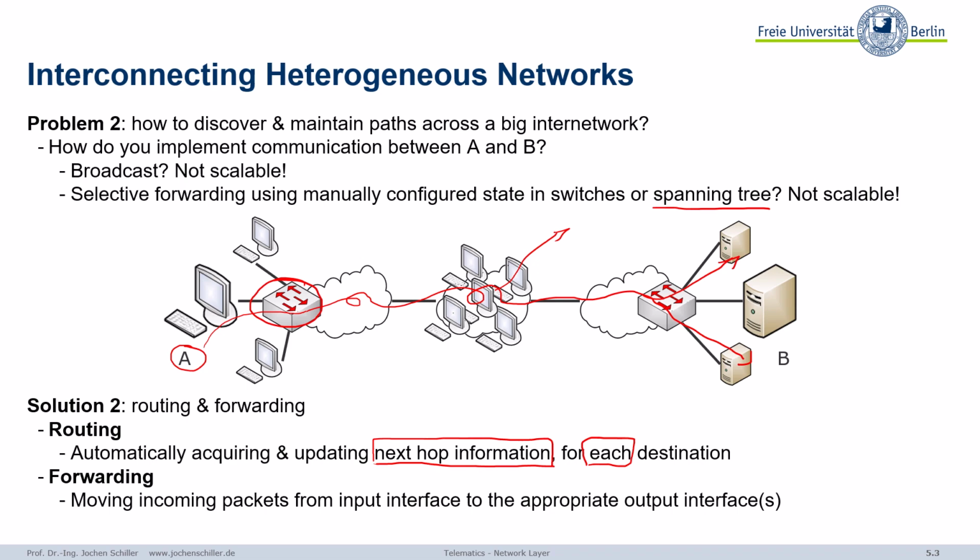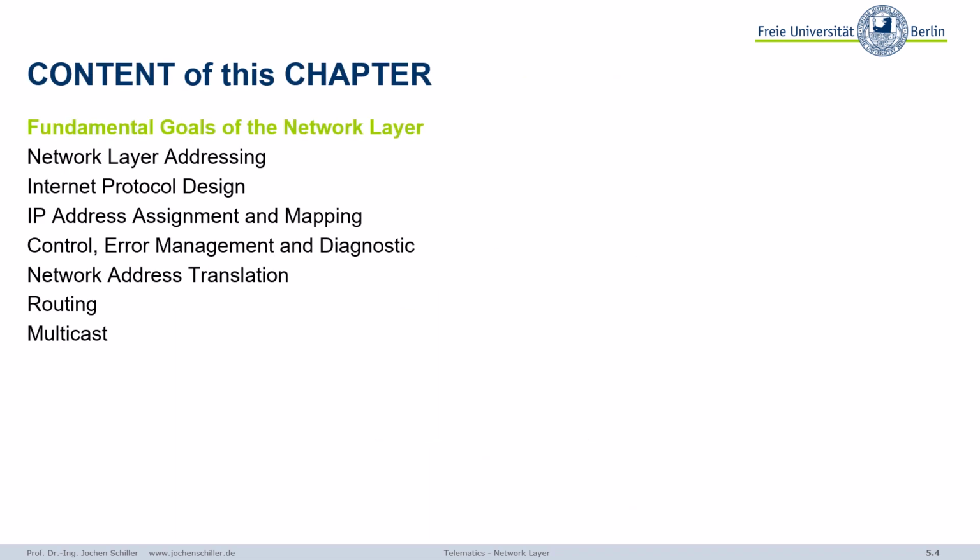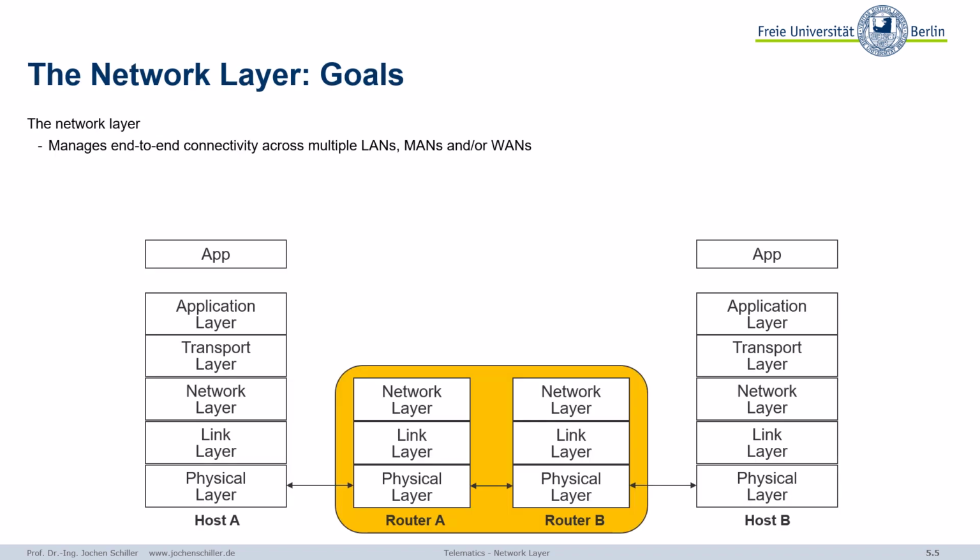Okay, so let's start with this big chapter. First of all, what are the fundamental goals of the network layer before we then have a closer look into addressing, IP, the protocol design, how we assign addresses, map them, error control management, a bit about network address translation, routing, and multicasting. So the fundamental goals.